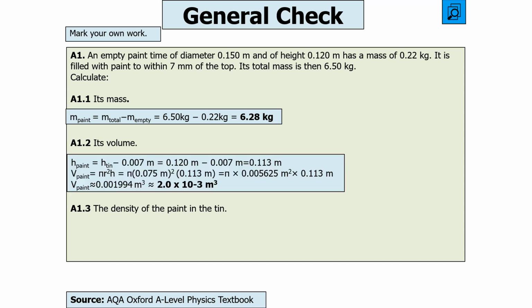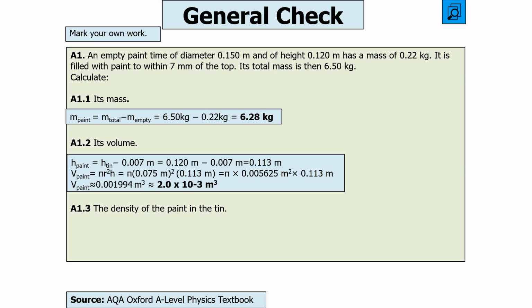Its volume, well, we assume that the tin will have the shape of a cylinder, so it's pi r squared h. The value of h is going to be the height of the tin minus 0.007 meters, because it's 7 millimeters off the top, so it's 0.113 meters. So then pi r squared times h. We work it all through. Now again, remember that it's r and you're given d in the question, so you've got to halve the diameter to get the radius. We then work it through and we get 2 times 10 to the minus 3 meters cubed.